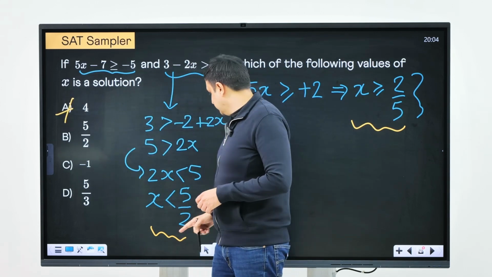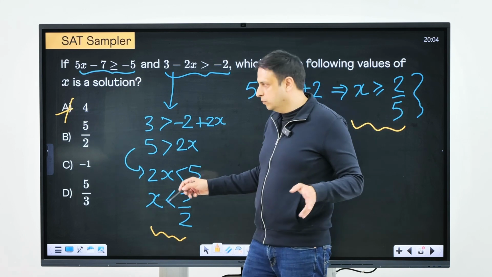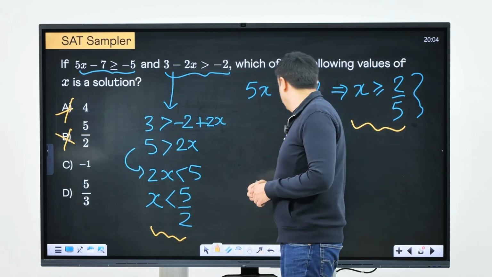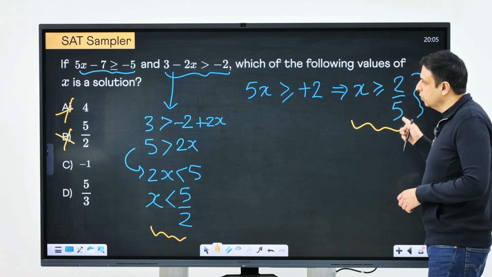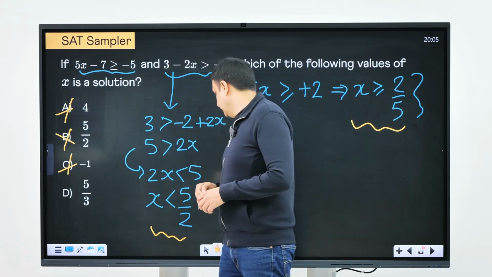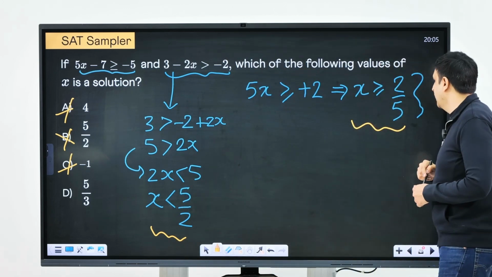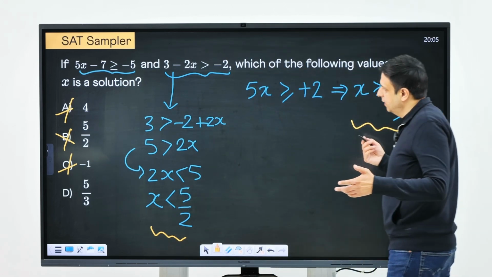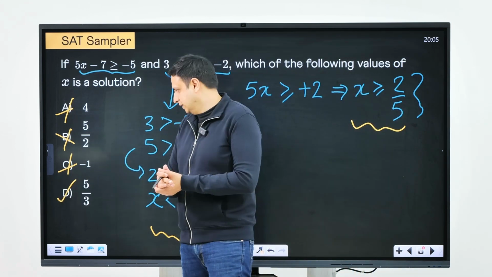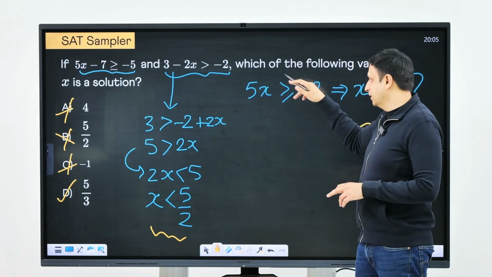What about 5 over 2 itself? Here we have x is less than 5 over 2, not equal to. So this option would also be ruled out. What about negative 1? So we need x to be greater than or equal to 2 over 5. So negative 1 is also ruled out. What about 5 over 3? 5 over 3, yes, it is less than 5 over 2 and it is greater than or equal to 2 over 5. Or just by elimination, you could say that this is the only correct option. So 5 over 3 is the answer for this problem.